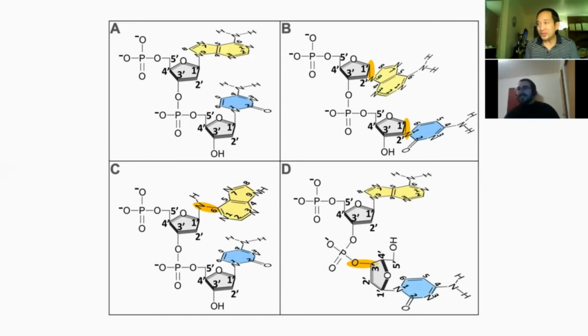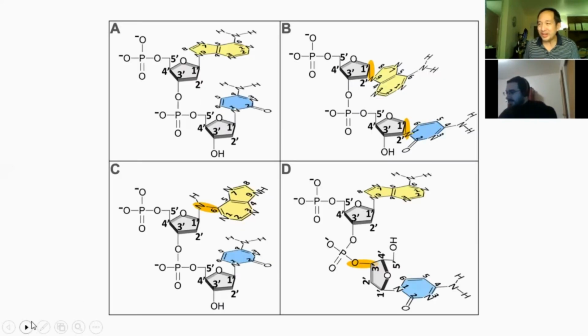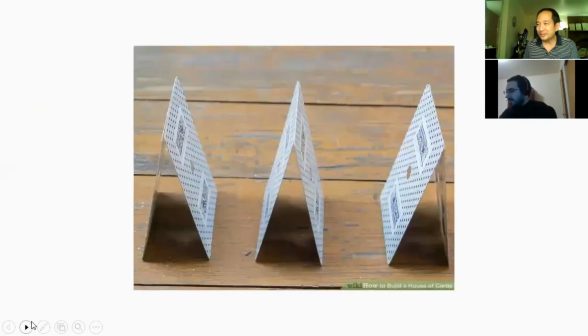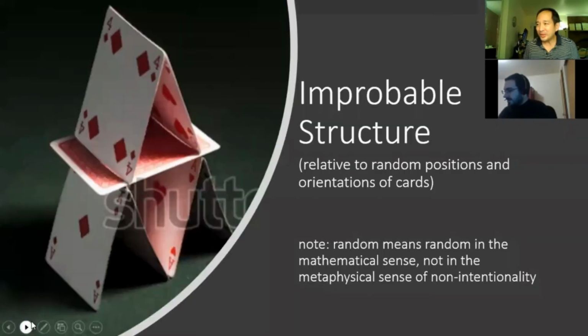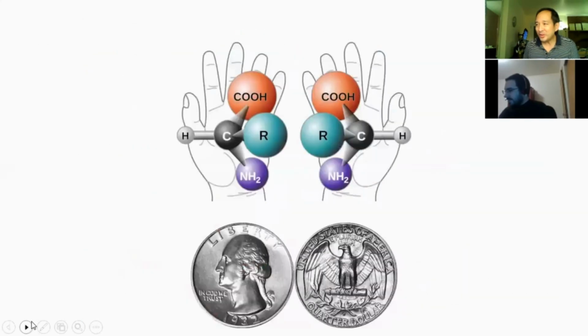So if you throw this in a soup, the odds that it'll, okay, what she was basically saying is it's really nice when you can just build it like this, which the cell does. But if we just threw it in a random soup, it's just going to be a mess. And I tried to illustrate the problem. There are various ways to illustrate the problem, but I tried to illustrate it with Scrabble letters.